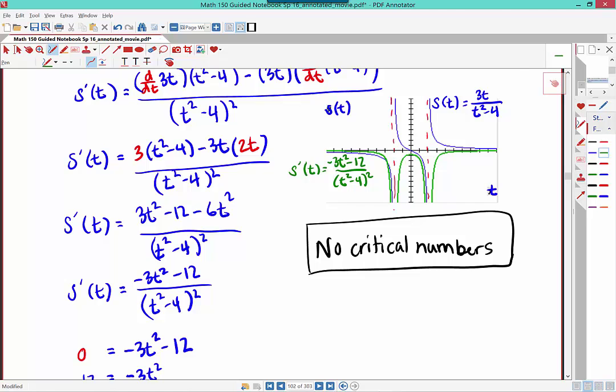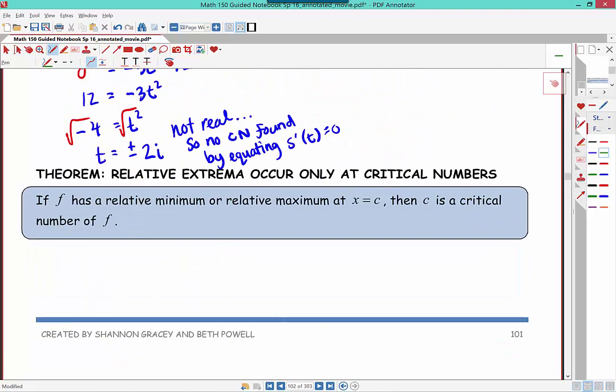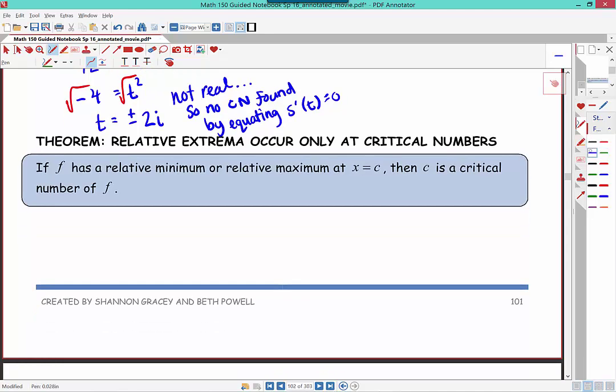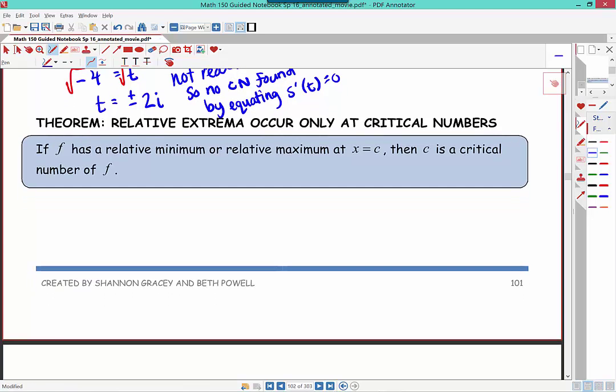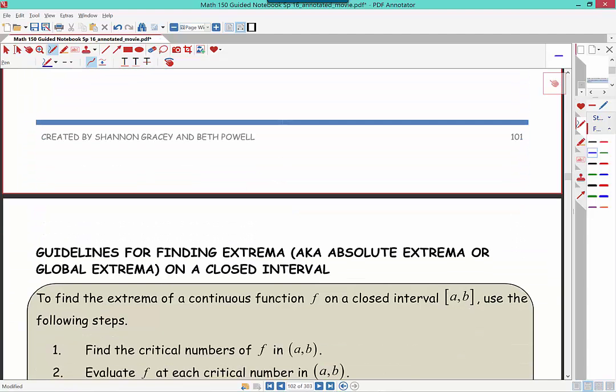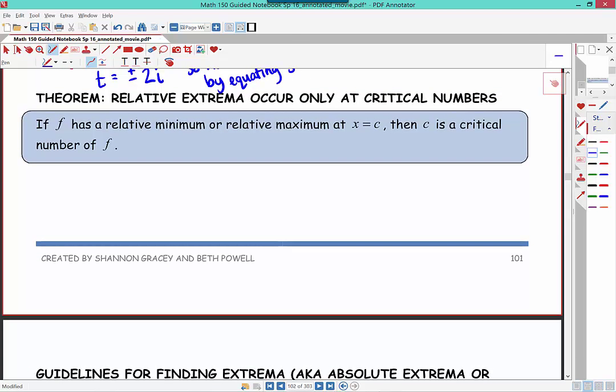Okay, so next up, we have a theorem that tells us that relative extrema occur only at critical numbers. This is a pretty cool, useful theorem, and it helps us to prove something called the intermediate value theorem, as well as other stuff. So basically, what this tells us is, relative extrema can only occur when the derivative is zero, or when the function is not differentiable at a certain value of c.